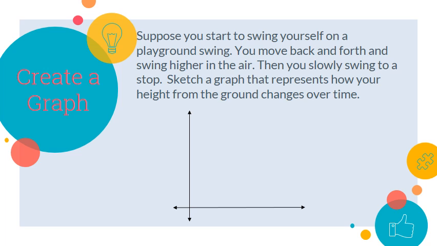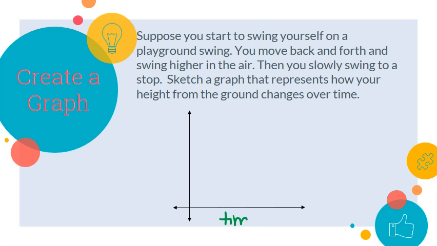Let's create a graph. So in this example, we want to draw lines or curves to describe the story given. So in this case, suppose you start to swing yourself on a playground swing. You move back and forth, swing higher in the air, then you slowly swing to stop. We want to sketch a graph that represents your height from the ground, changes over time.